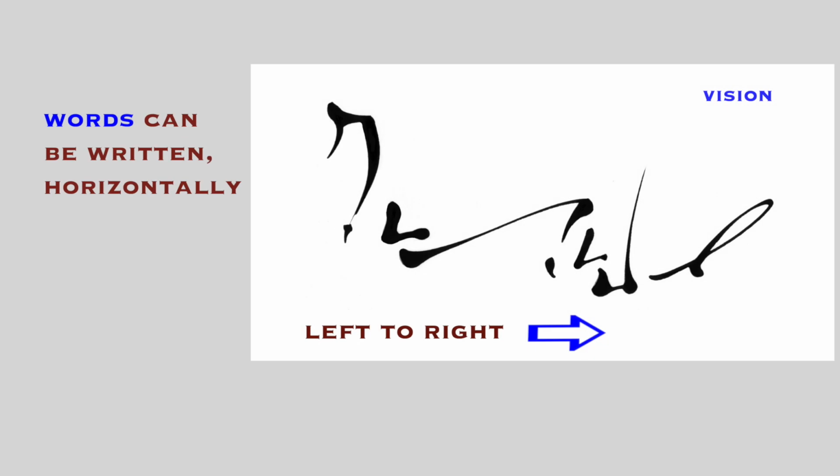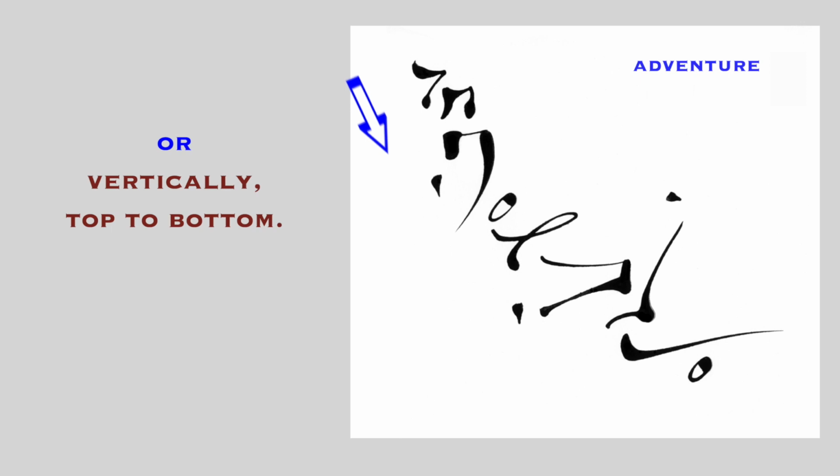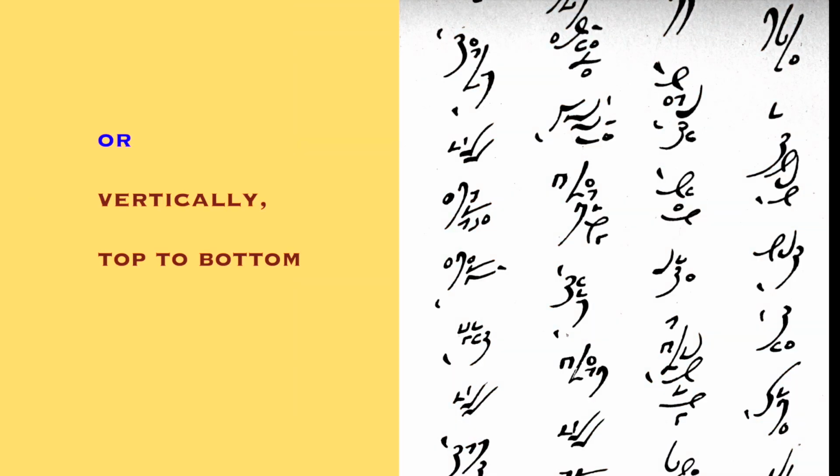Words can be written horizontally, left to right. This word is vision. Or vertically top to bottom. This word is adventure. Sentences also can be written horizontally, left to right. Or vertically top to bottom.